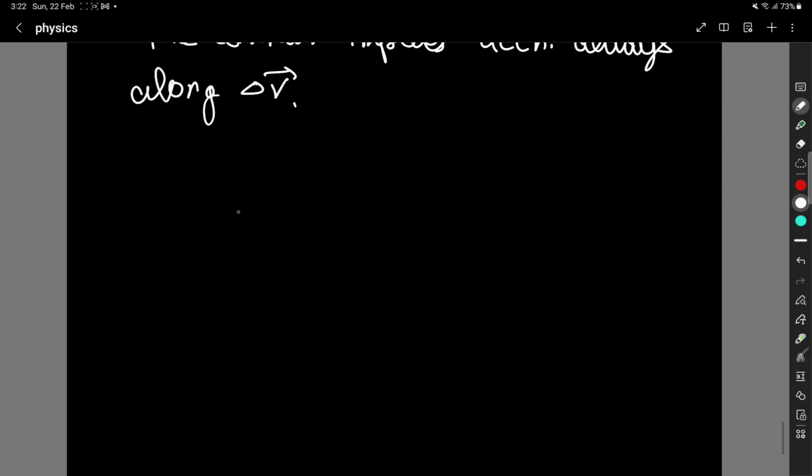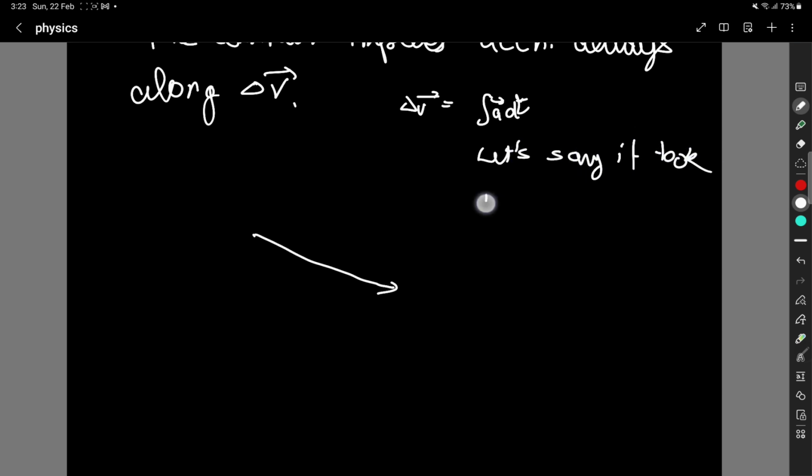So consider this. Let's say delta v vector is nothing but integral a vector dt, which is nothing but, let's say it took n delta t seconds, and limit n tends to infinity, delta t tends to 0. Fair enough.